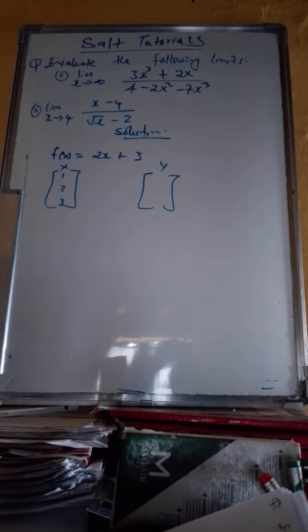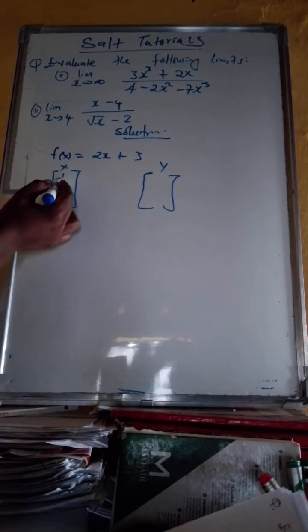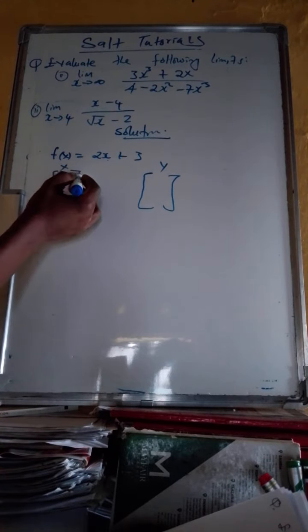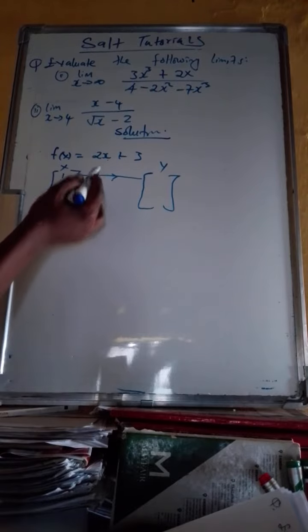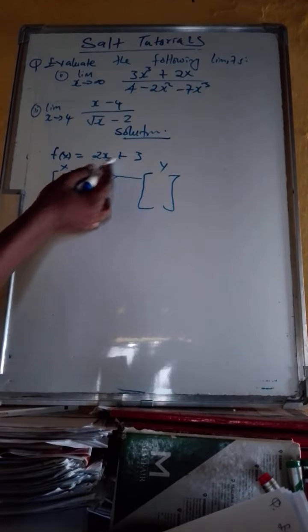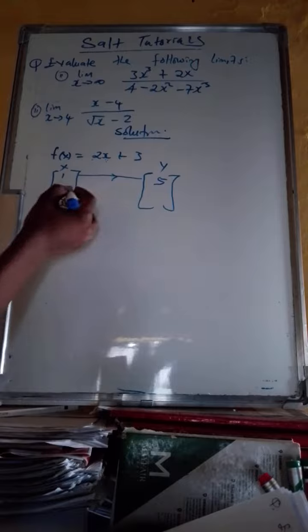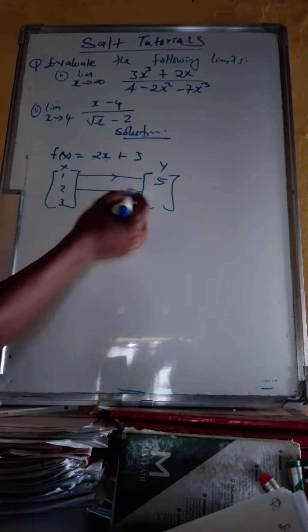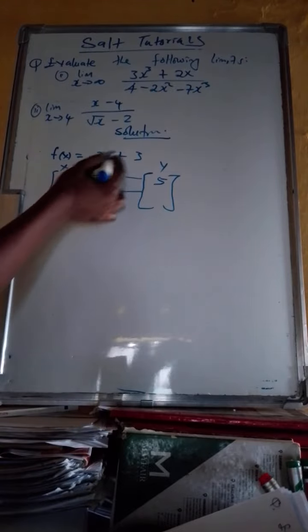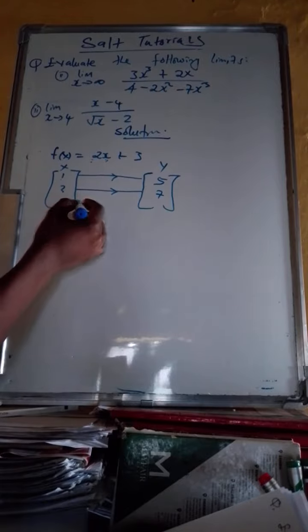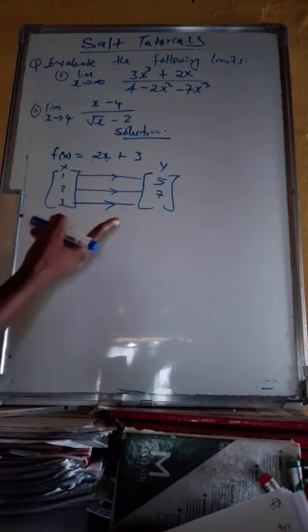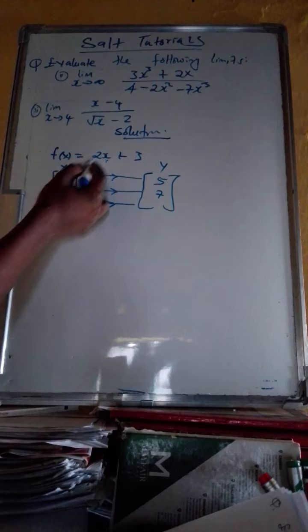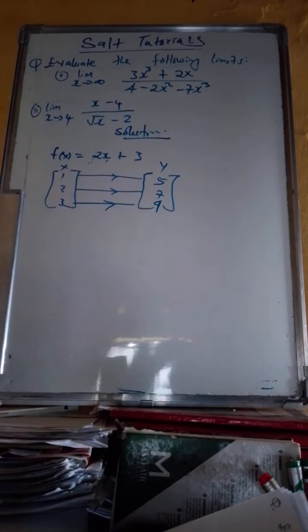So what is happening here is that if I have x equals 1, I insert 1 in there. Obviously, what am I going to have as the value of y? 2 times 1 plus 3 should be 5. If let's say x is equal to 2, what will be the value of y? This is 4 plus 3, which is 7. If x is equal to 3, what is the value of y? This is 6 plus 3, which is 9. This is how basically we are going to have our sets.